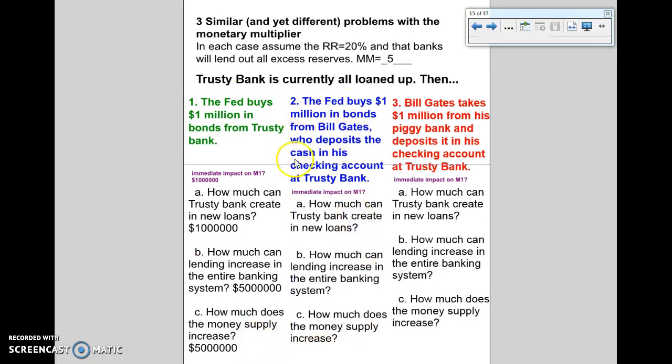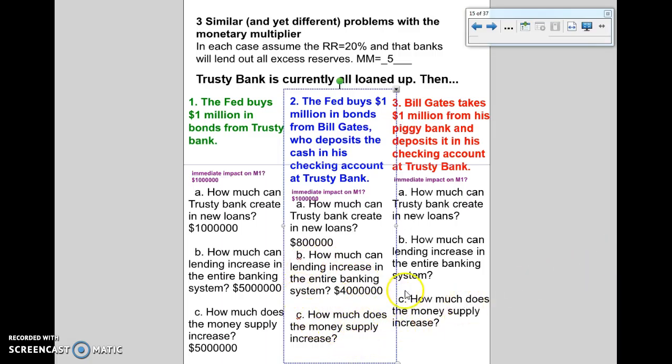Now, if the Fed gives this to an individual, in this case Bill Gates, so a small little amount of $1 million, how much does that change M1? Well, it also changes it by $1 million, because that's money that did not exist before. But because Bill Gates is putting it into his checking account, they have to hold some in reserve. So they can only then send out $800,000 of this. When $800,000 is subject to our multiplier of 5, our total increase is $4 million.